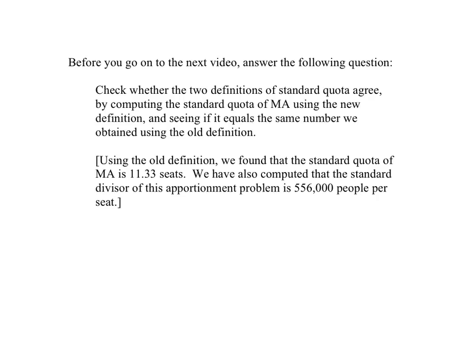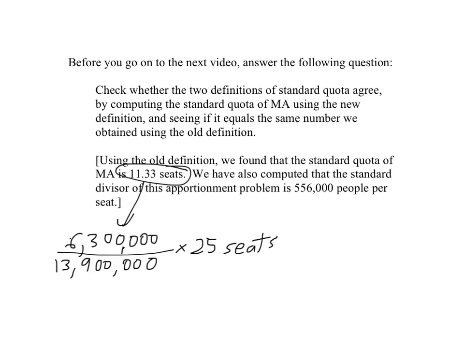Alright, so now we have two different ways of computing standard quota. Let's make sure they agree. So before you go on to the next video, answer the following question. Check whether the two definitions of standard quota actually give us the same number by computing the standard quota of Massachusetts using the new definition and seeing if it equals the same number we obtained using the old definition. What I have in mind here is that we're going back to our original version of this example, where Massachusetts had 6.3 million people out of 13.9 million people total, and there were 25 seats.